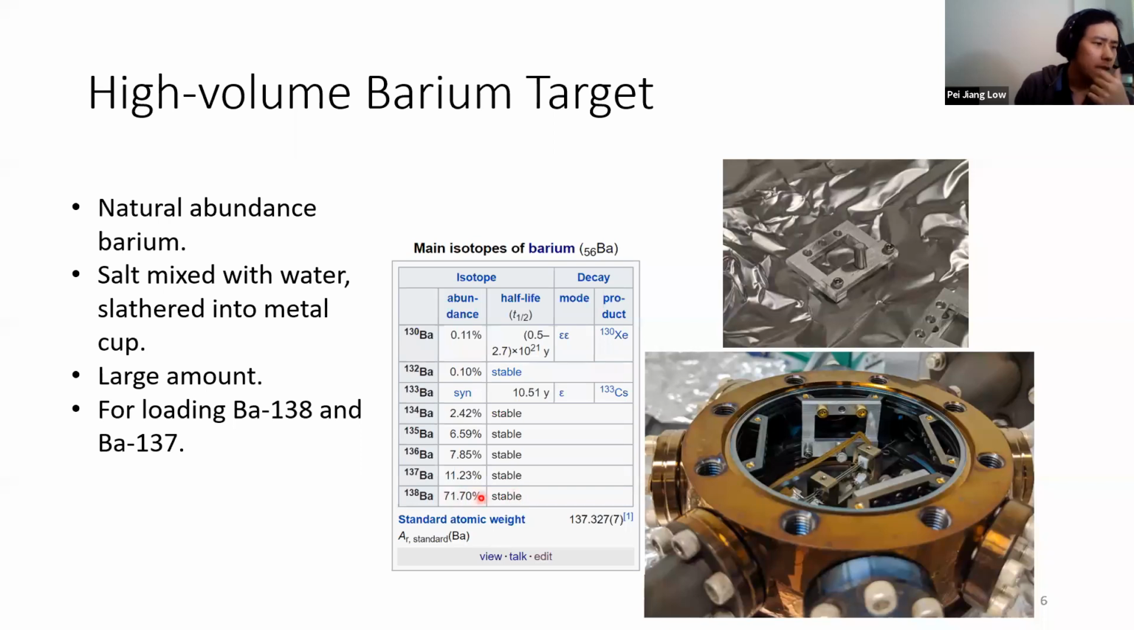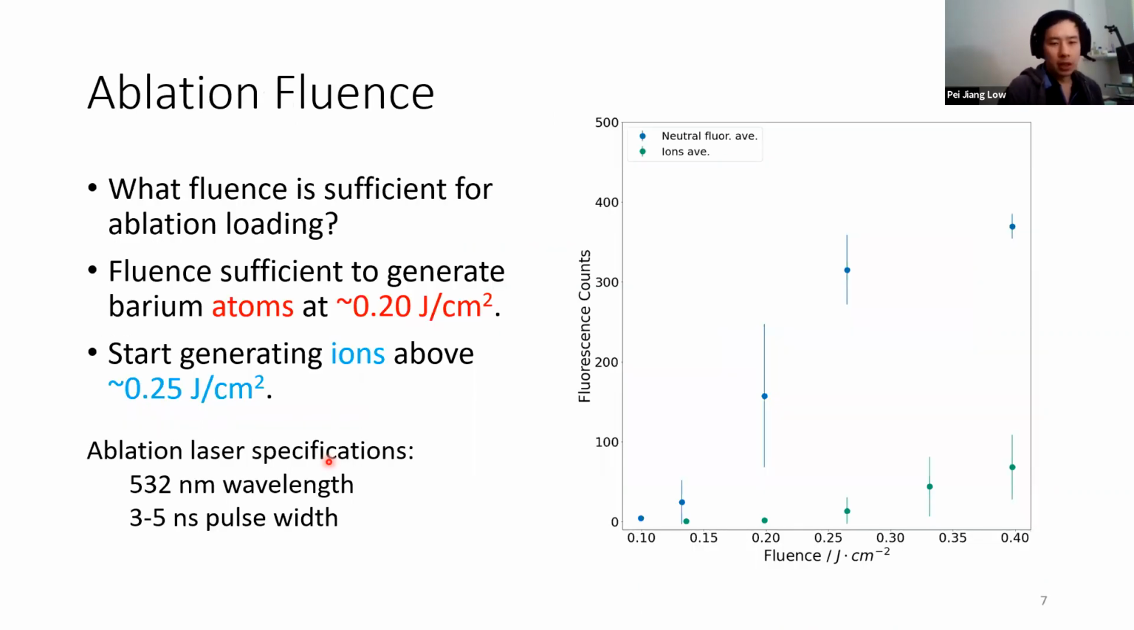It is most abundant in barium 138, and it has some 137 as well, and then we have the other isotopes. We are using this target mostly for loading barium 138 and barium 137. So right now, we want to load with laser ablation. We want to figure out at what ablation laser fluence is enough to generate the atom plume. So that is what we do.